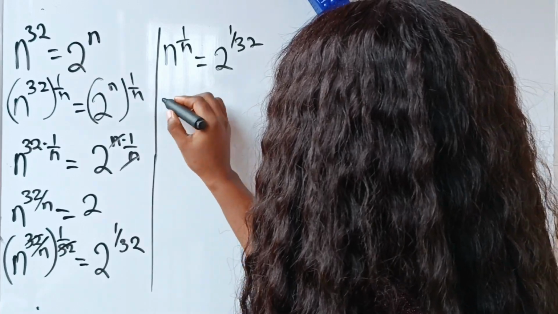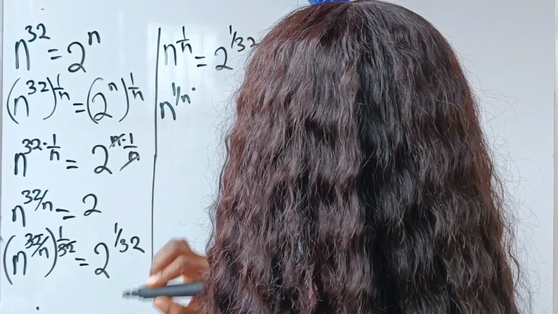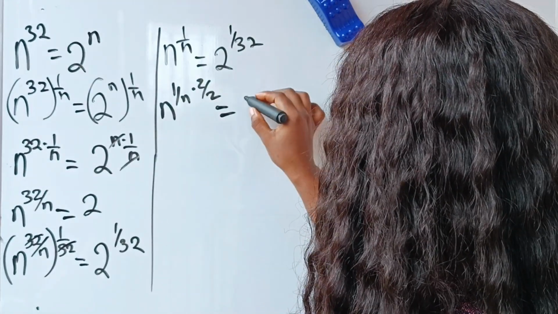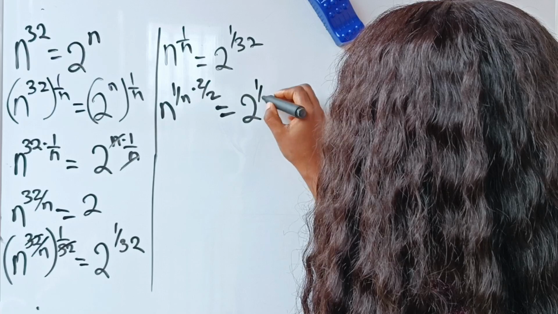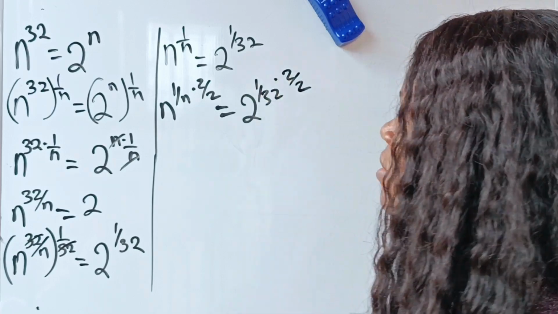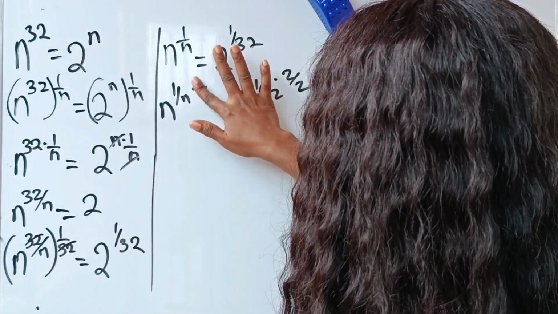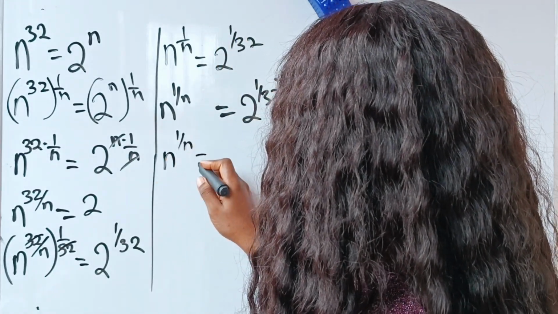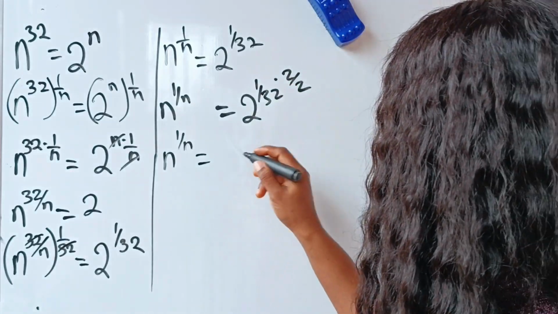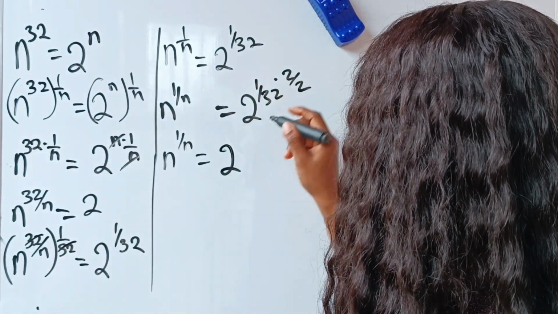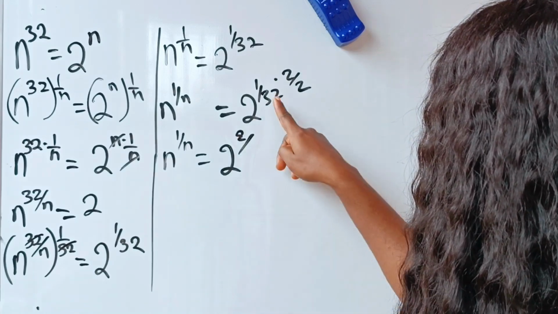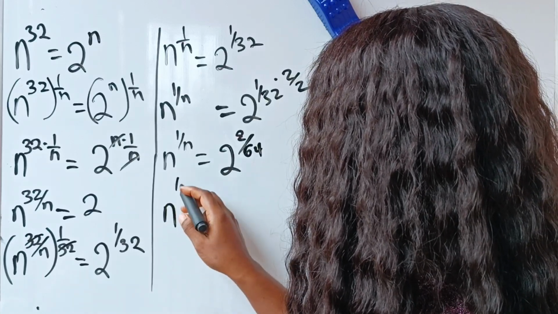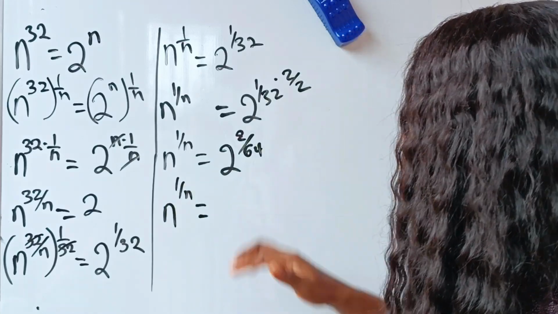So what are we going to do? We have n to the power of 1 over n multiplied by 2 divided by 2, is equal to 2 to the power of 1 over 32 multiplied by 2 divided by 2. There is no need of multiplying this side by that. So we have n to the power of 1 over n is equal to 2 to the power of 1 times 2, which gives us 2, divided by 3 times 32, which gives us 64.